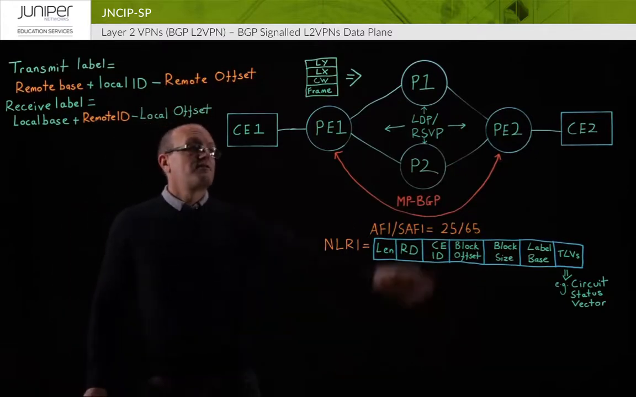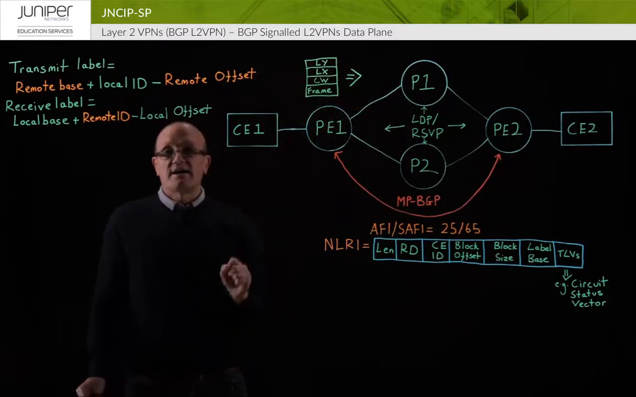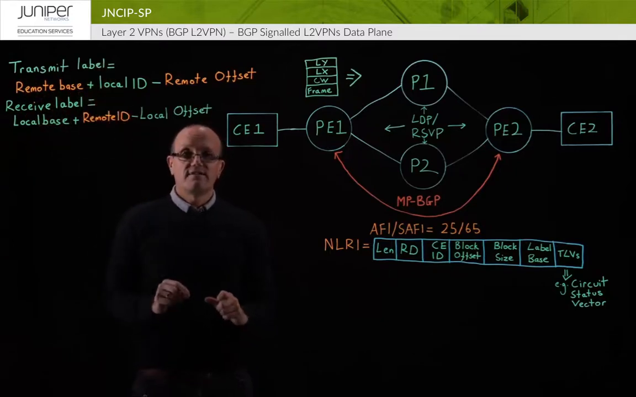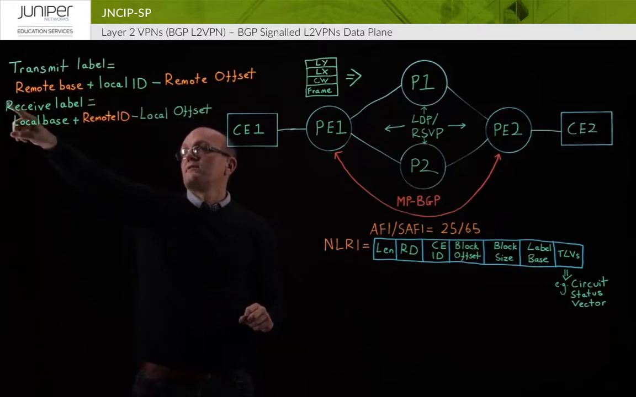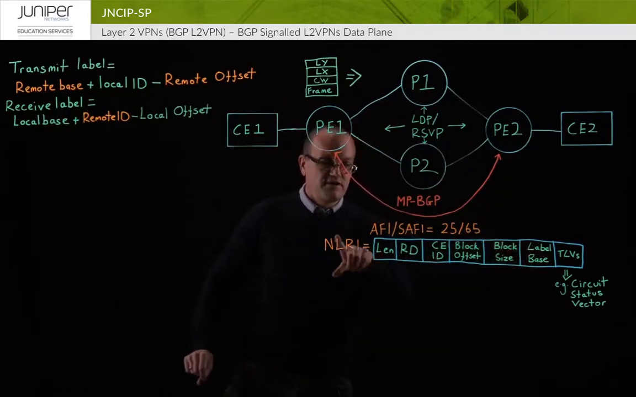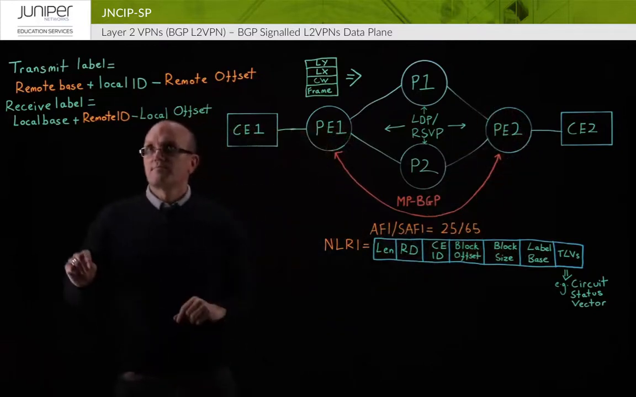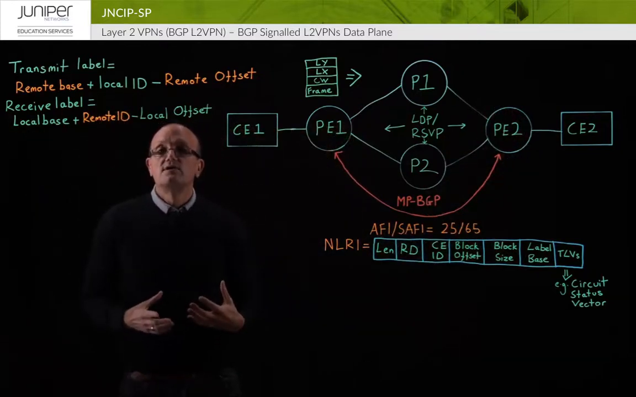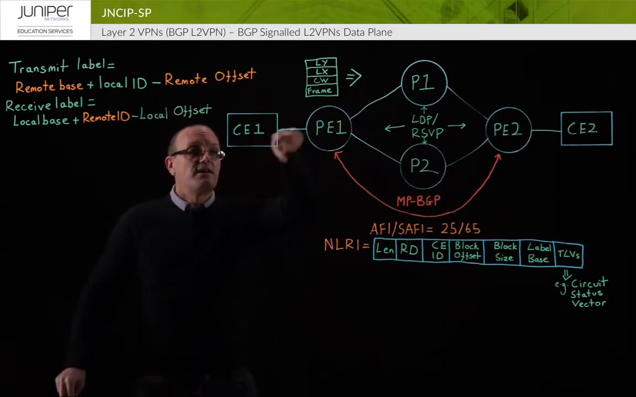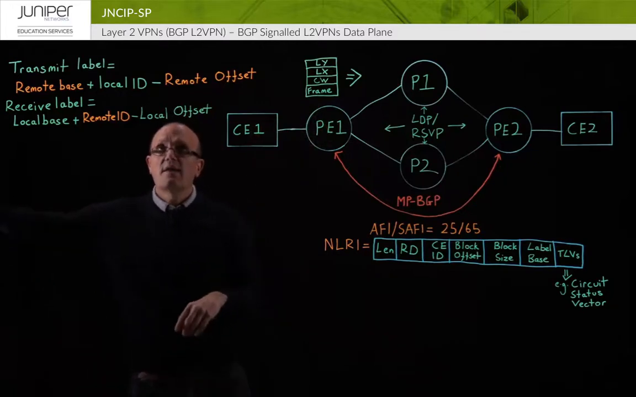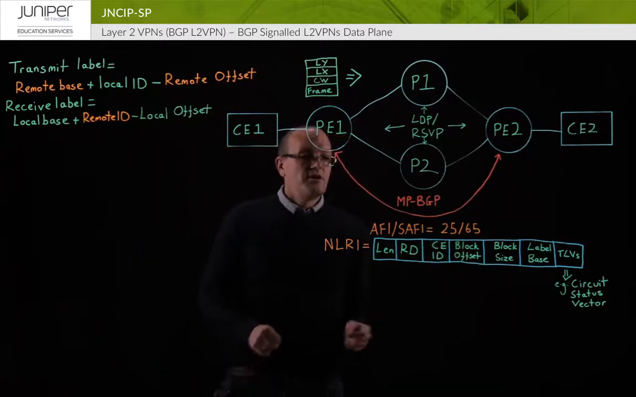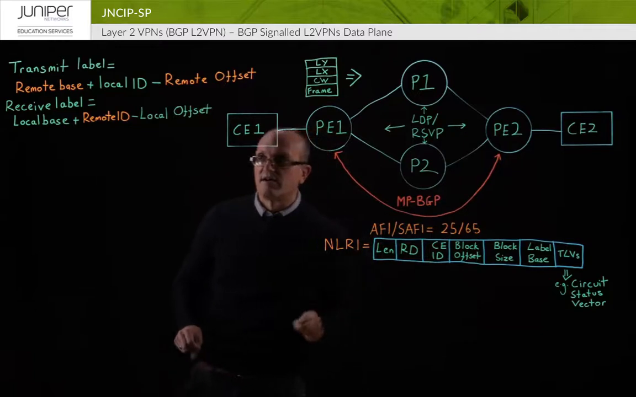If we're looking at PE1 sending this packet to PE2, that is the transmit label that we're calculating. We take the remote base, so that's the label base that we've received in the NLRI from PE2. We add to it our local ID. So that's the ID that's been generated that indicates the link to the CE. And then we take away from this the remote offset. So the offset value, again, that we've received in the NLRI.